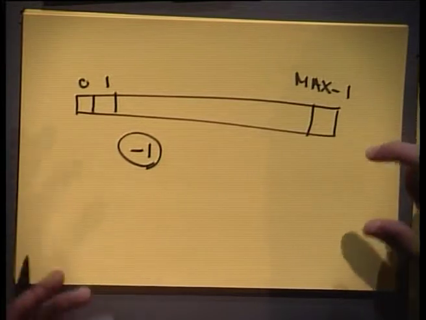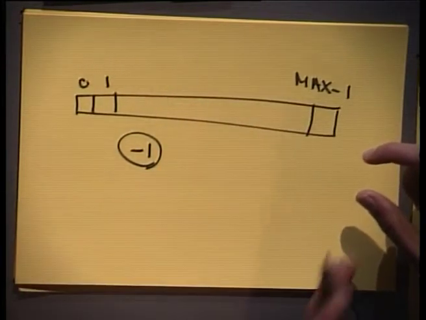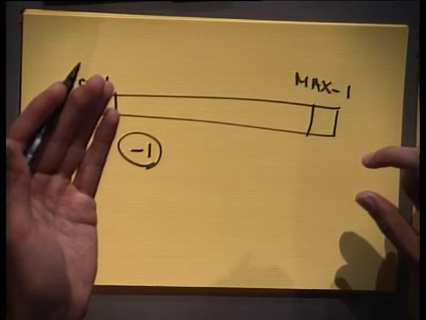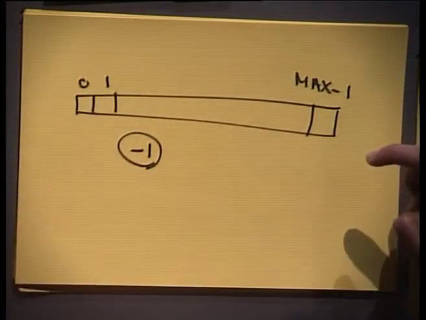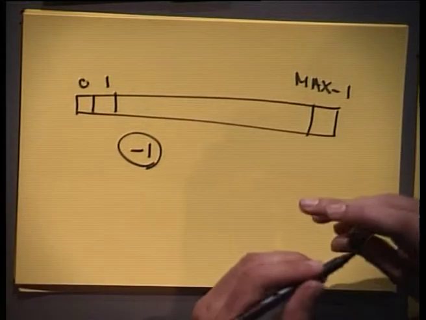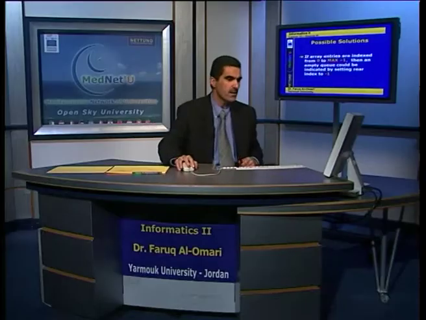And that way, when I compute front minus rear, it's going to be different in the case of a full queue from when the queue is empty. So what we're going to do is something like this.